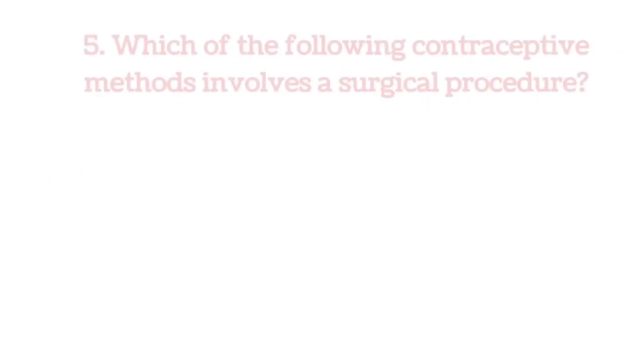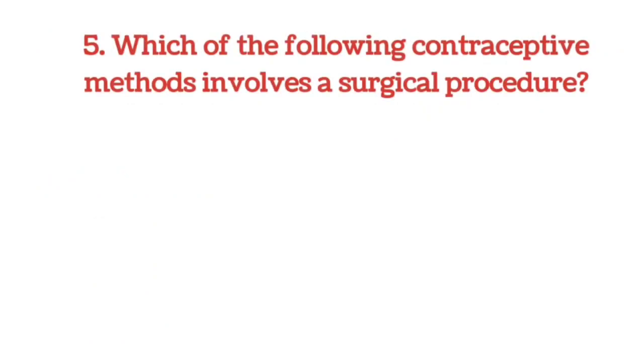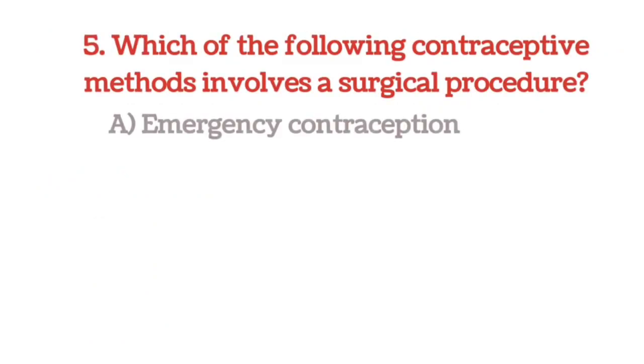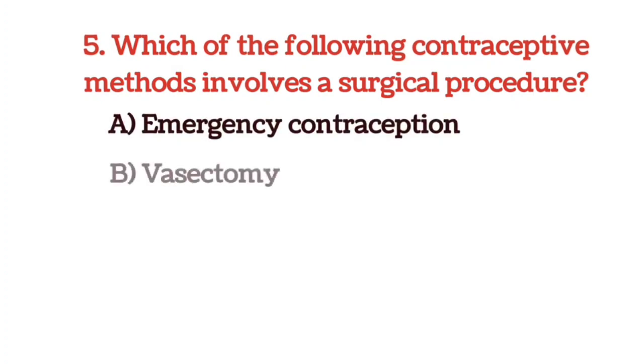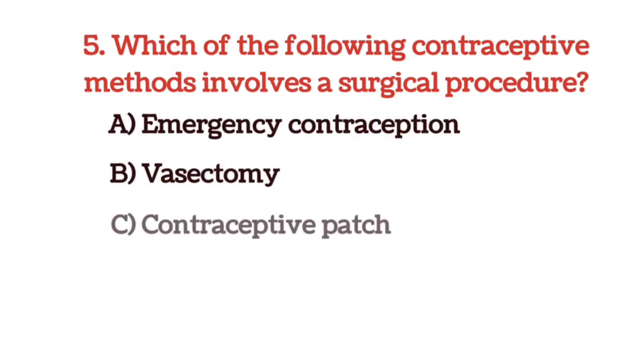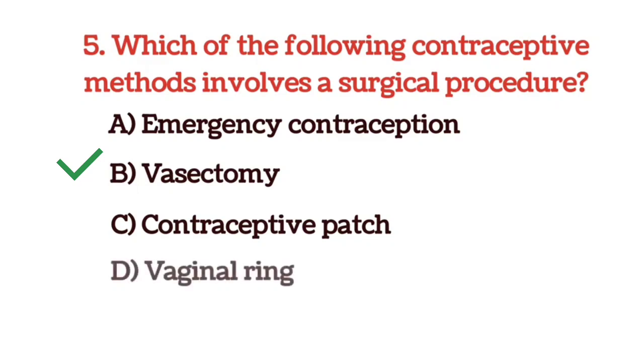Option A. Which of the following contraceptive methods involve a surgical procedure? The options are emergency contraception, vasectomy, contraceptive patch, and the vaginal ring. And the correct answer is vasectomy.